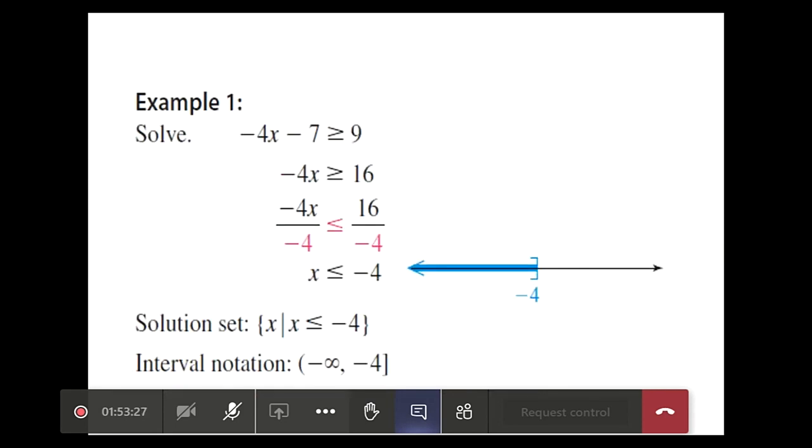Look at this inequality. First step, put the negative 7 on the other side, so we have positive 7, or plus 7. 9 plus 7, we have 16. Then divide by negative 4. Divide by negative 4, so look at this. We need to change the sign from greater than to less than or equal. So 16 over negative 4 is negative 4. So we have x less than or equal negative 4.